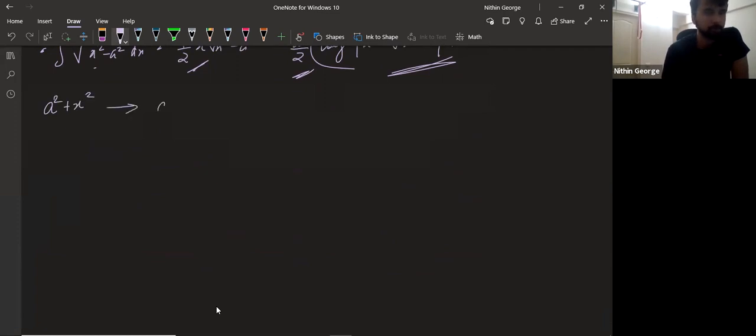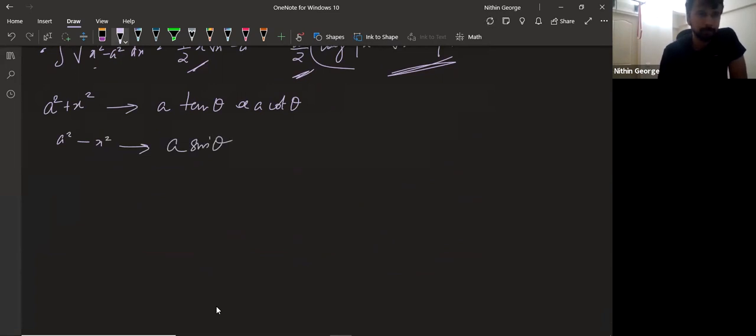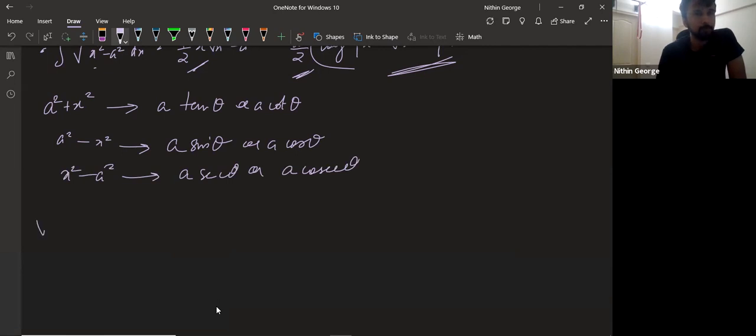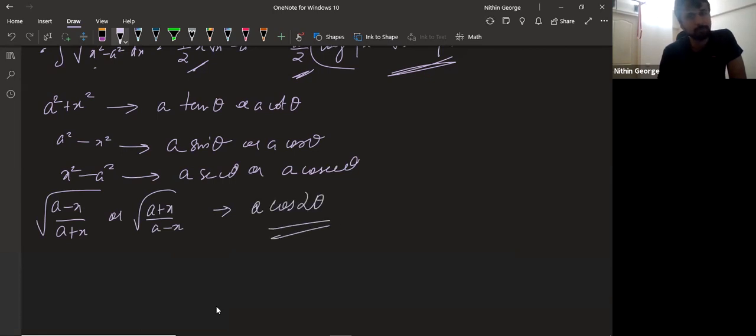Whenever you see a square plus x square, replace x with a tan theta or a cot theta. Whenever you see a square minus x square, replace with a sin theta or a cos theta. So these are some common substitutions I'm teaching you. Whenever you see x square minus a square, replace it with a sec theta or a cosec theta. Then we have root of a minus x by a plus x or root of a plus x by a minus x. You replace x with a cos 2 theta. Okay.